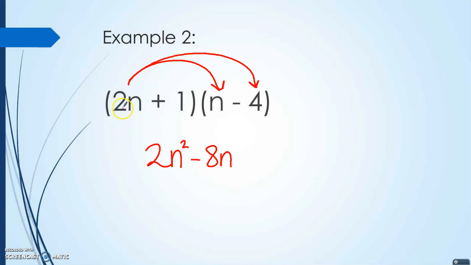So let me go back again. 2 times 1 was 2, which is big numbers. We treat them like normal. And then n times n is n squared. 2 times negative 4 is negative 8. And then there's only one n. Okay?